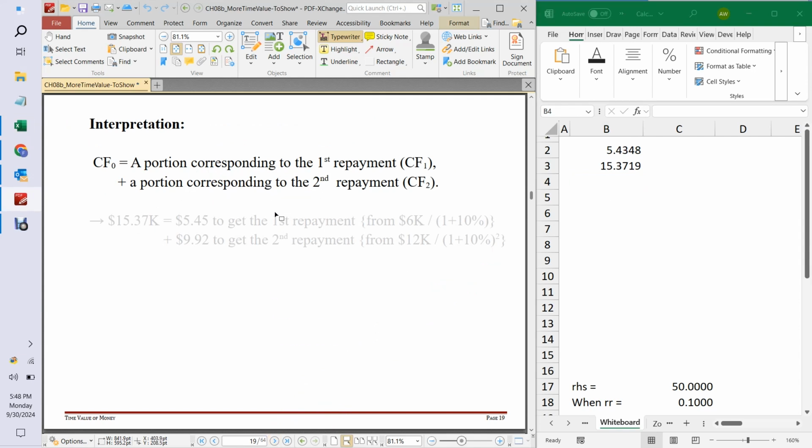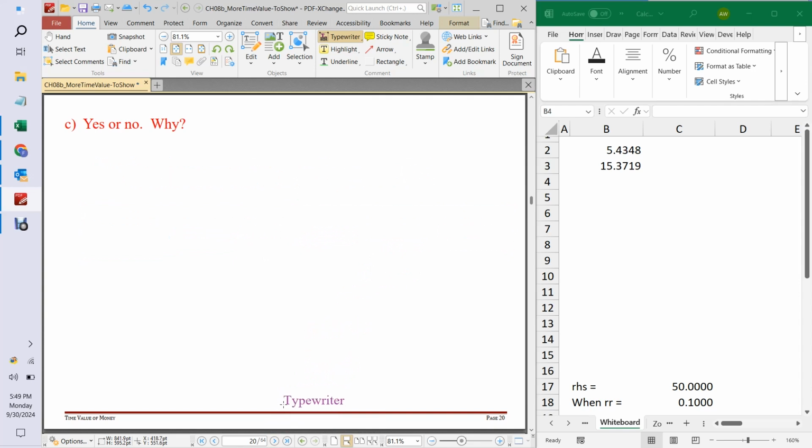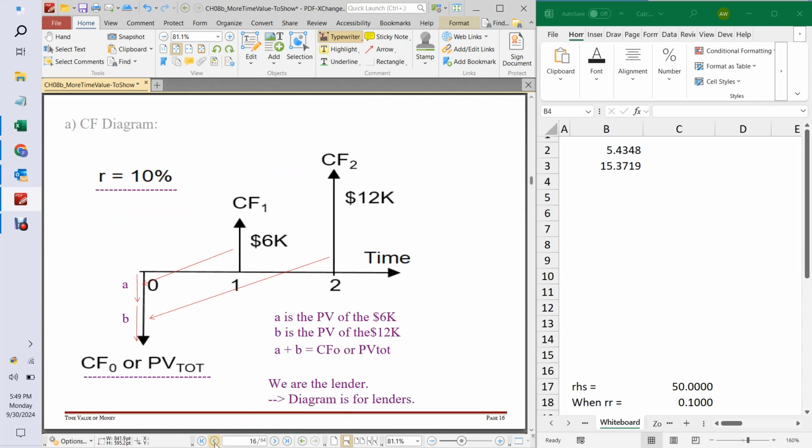All right, so like we were just saying, the CF0 includes a portion corresponding to the first repayment and a portion corresponding to the second repayment. And I'll let you read this to reiterate what we just said. Okay, so now how much do we have to invest here? So can we do this deal?